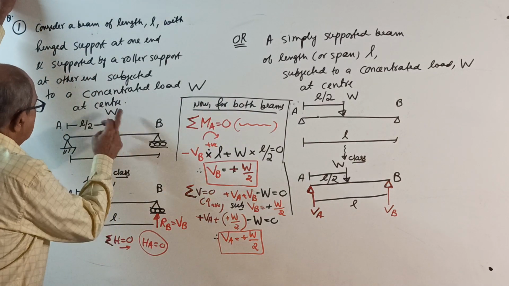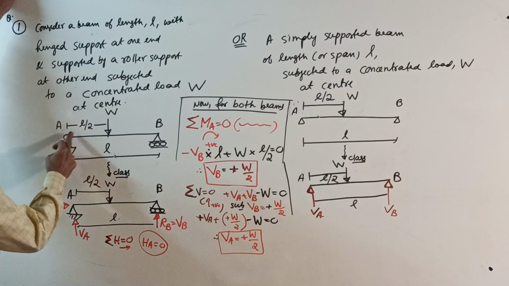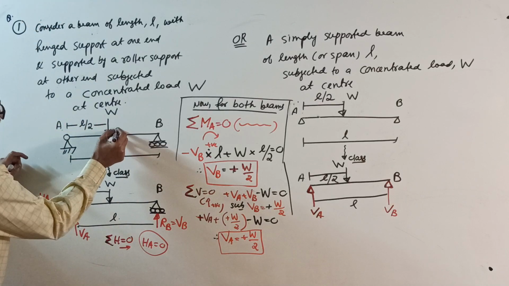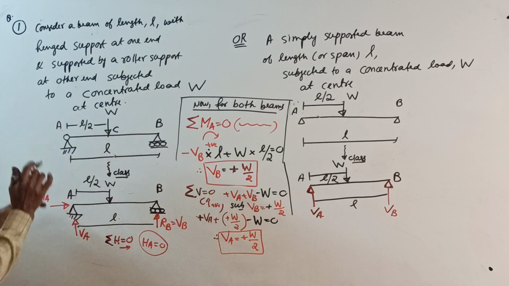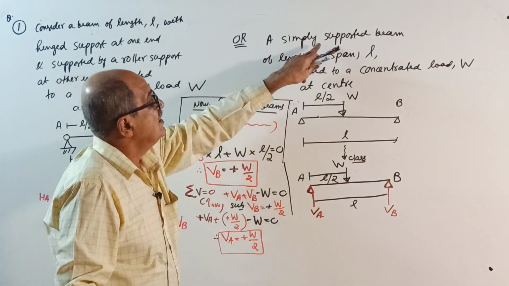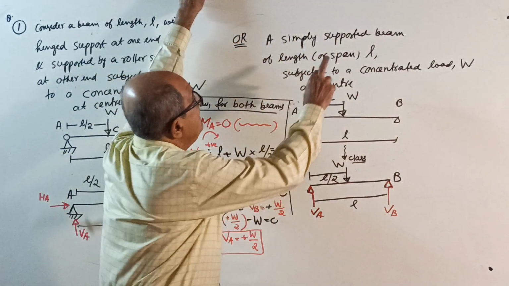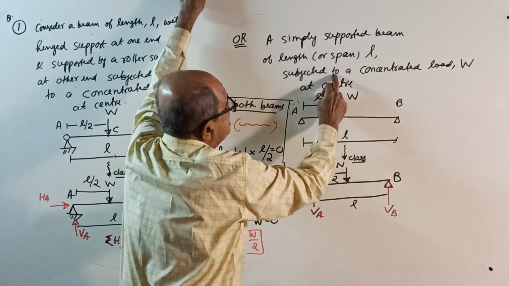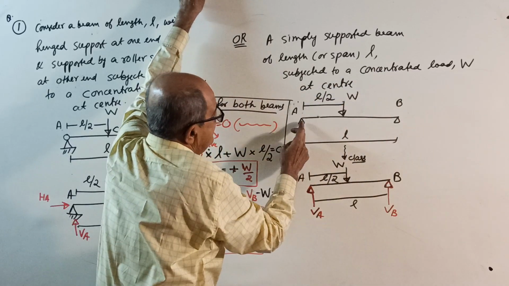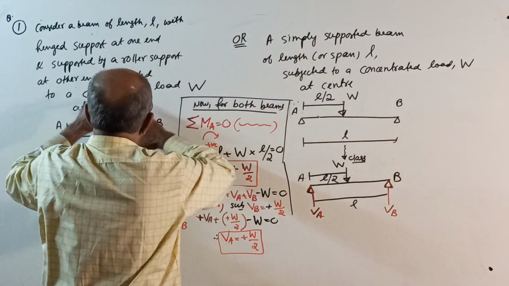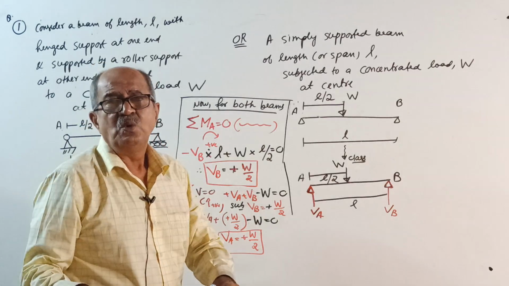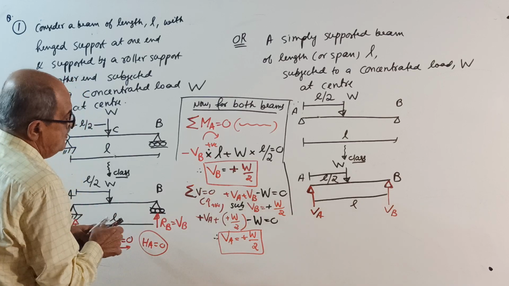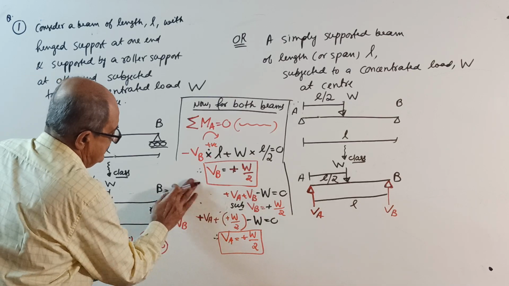At the center. So the beam, let A be hinged, B be roller, length L, with load W at the center, which means L by 2. I will take that point as C. This is the beam. Or the question is: a simply supported beam of length or span L, both are the same, subjected to a constant load W at the center. Both are the same questions.